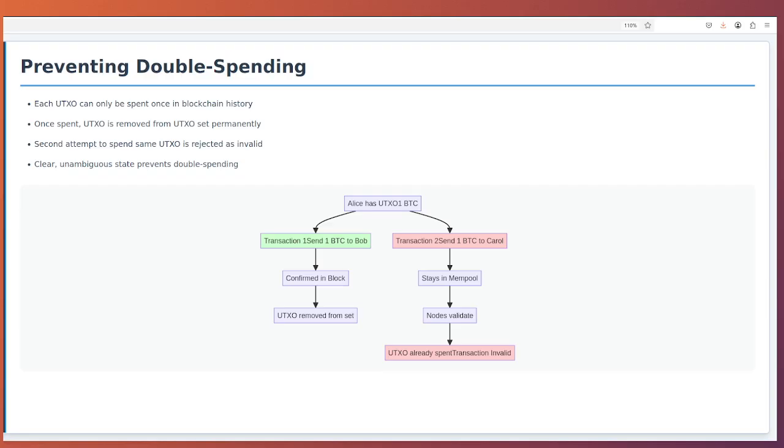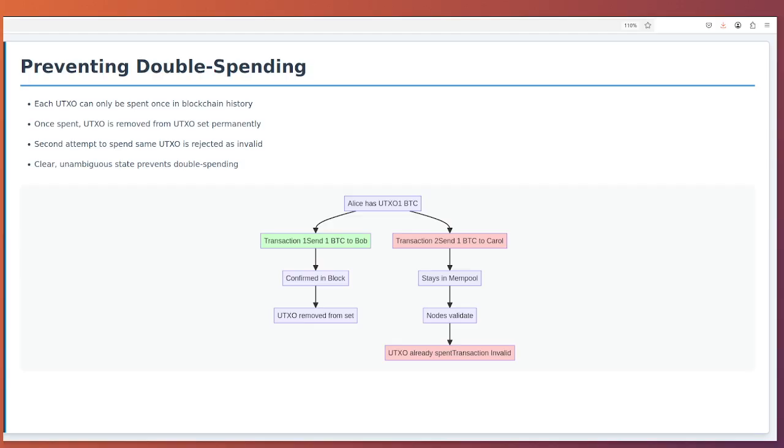Once a transaction spending a UTXO is included in a block and confirmed, that UTXO is removed from the UTXO set. It is gone, consumed, no longer exists. If someone tries to create a second transaction spending the same UTXO, every node will check the UTXO set and find that the UTXO is already spent. The transaction will be rejected as invalid.